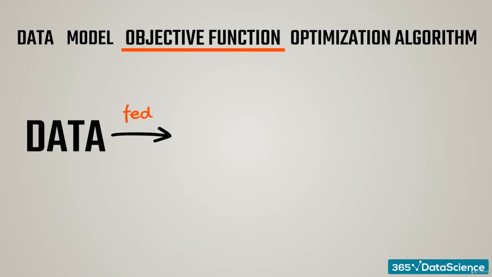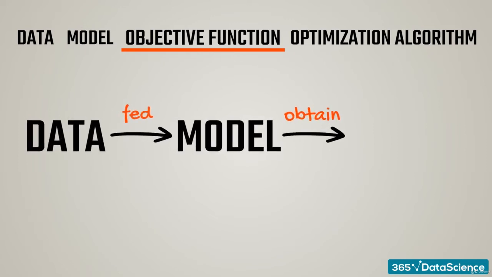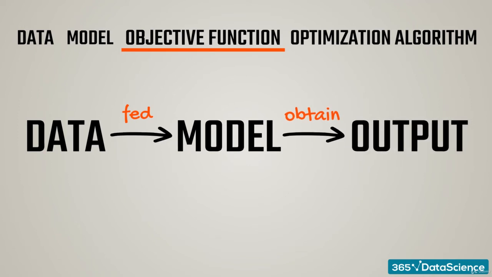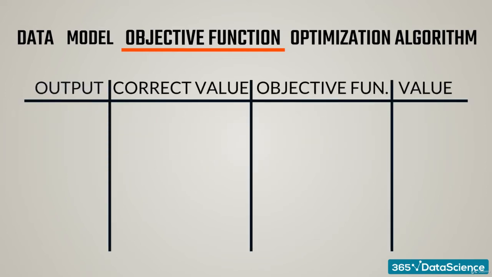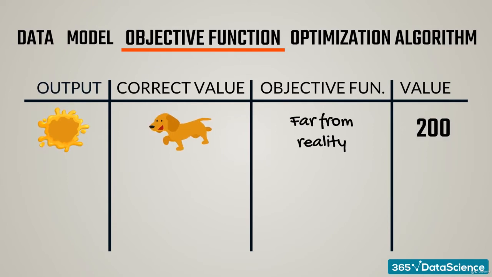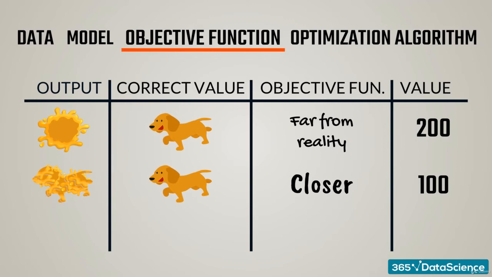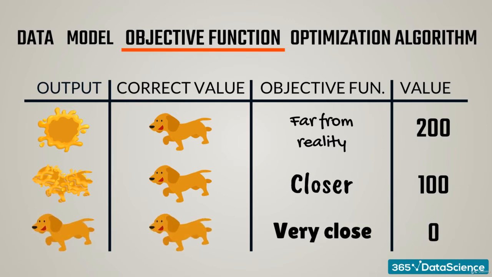The third ingredient is the objective function. So far, we took data, fed it to the model, and obtained an output. Of course, we want this output to be as close to reality as possible. That's where the objective function comes in. It estimates how correct the model's outputs are, on average. The entire machine learning framework boils down to optimizing this function. For example, if our function is measuring the prediction error of the model, we would want to minimize this error, or, in other words, minimize the objective function.